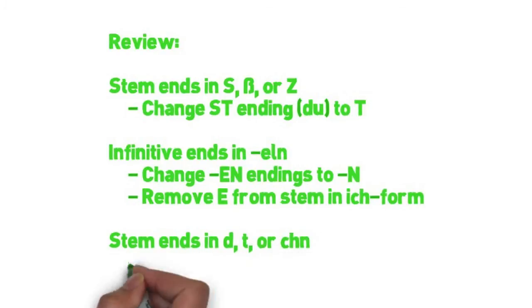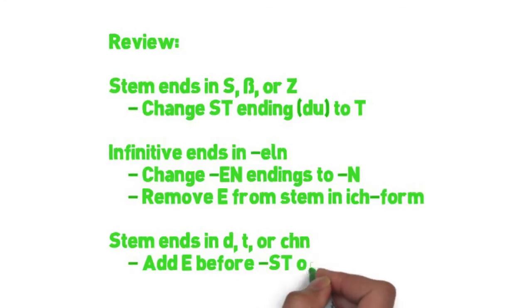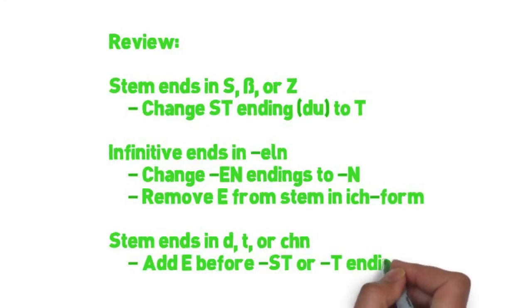Also, with stems that end in d or t or big consonant combinations like chn, you'll need to add an e between the stem and the endings st and t. What's important to keep in mind here is that you're not completely reinventing the system of verb conjugation with these verbs, you're just making some minor spelling adaptations to get the stems and the endings to fit together a little bit better.